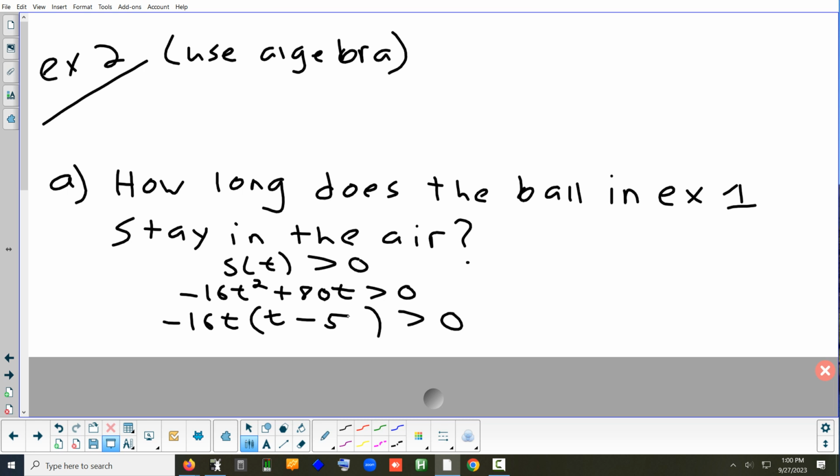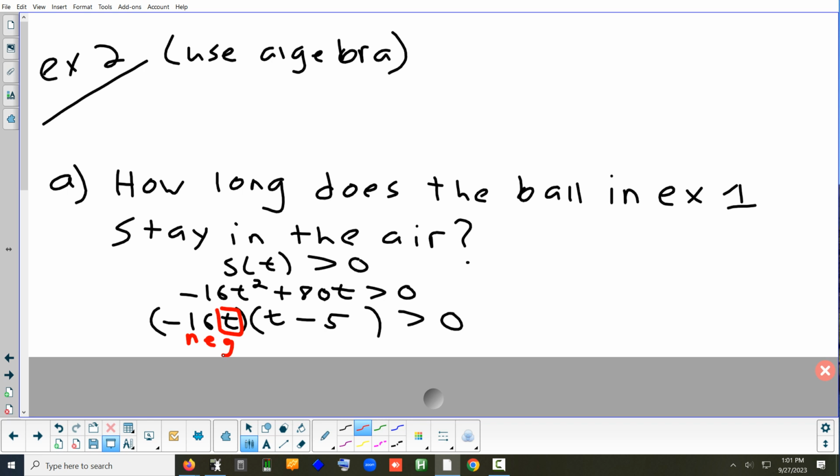Alright, now we want to use a little bit of common sense and think about this. You've got something times something, and it has to be bigger than 0. Well, let's start with this. T is always going to be what kind of number? T is always going to be a positive. Negative 16 is always a negative. So the first part is always going to be a positive times a negative, which is a negative. So no matter what you do, the first number here is going to be a negative.